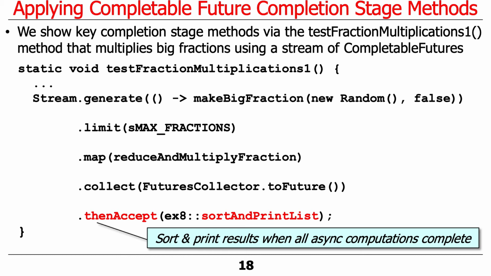Okay, so any questions about the overall flow here? This is really cool. So we're making an arbitrary number of big fractions, which we limit to be a fixed number of big fractions. We then go ahead and reduce and multiply them in parallel, because we do supplyAsync for all these things, so that will get them all running in the fork join pool. We then collect everything into a single completable future, and then when that is finished, that implies everything else is done, and then we go ahead and sort and print the result.